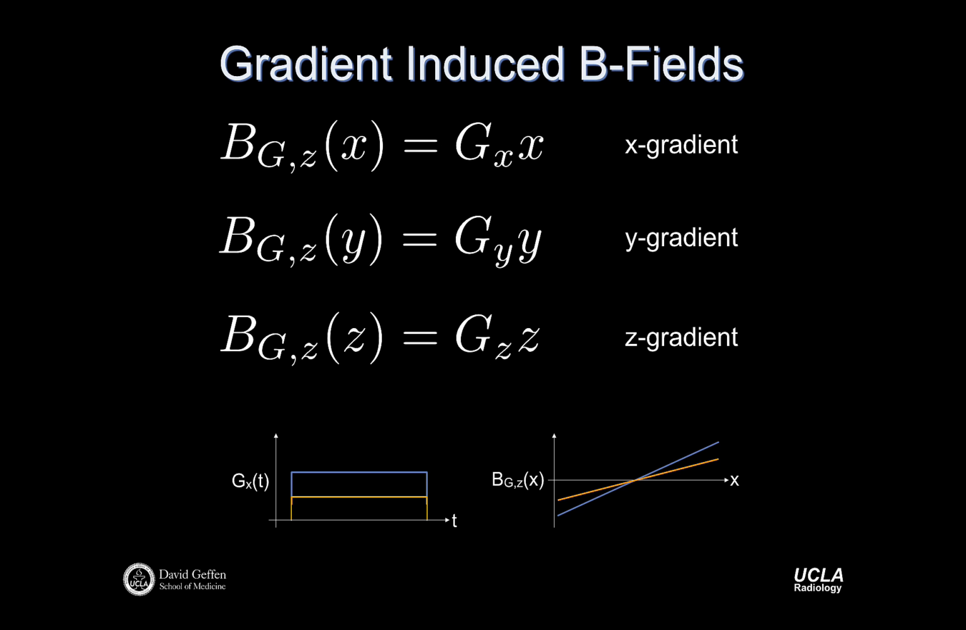We can look at different gradient strengths. Maybe I was operating with the blue gradient, my maximum gradient strength, and now I'm doing something different with my experiment and I need half the gradient strength. That's fine. I can turn down the amplitude of my gradient, maybe turn it on for the same duration. When I do so, the effective field generated by my gradient is going to be lower, in this case by a factor of 2. So the slope of the magnetic field inside the scanner is going to change. If I turn this gradient off entirely, then the B field from the gradients just goes flat. There's no contribution, 0 at all positions.